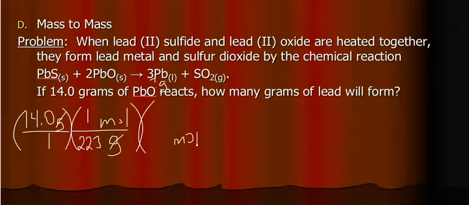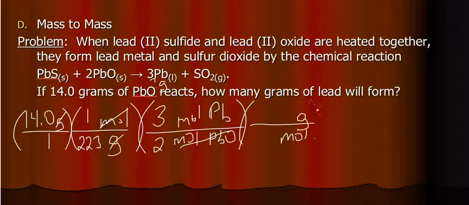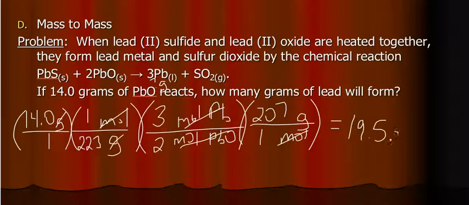I'm in moles of lead oxide, but I want to switch substances. I want to go back to lead. Again, the mole-to-mole ratio, that's where you use your coefficients. And there's 3 moles of lead for every 2 moles of lead oxide. Now I'm in moles of lead, but I want grams. So go back to the periodic table, find the molar mass of lead. So in each of the problems so far, I've just added 1 step each time. But how many grams of lead will form? Just do the math. 19.5 grams of lead.